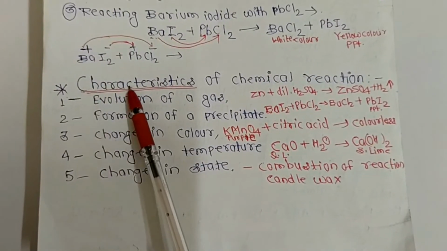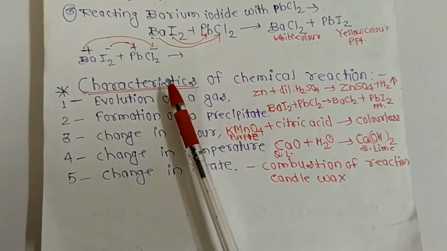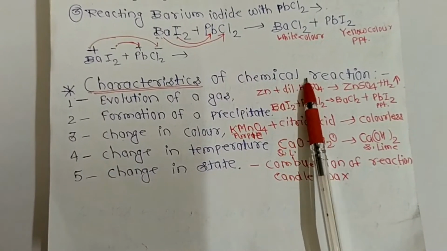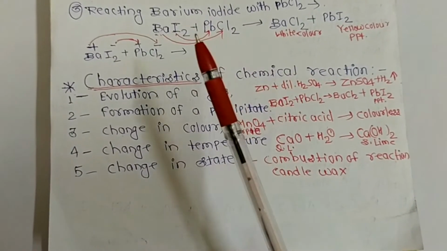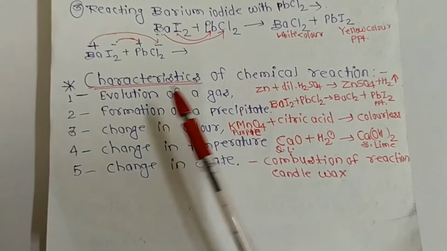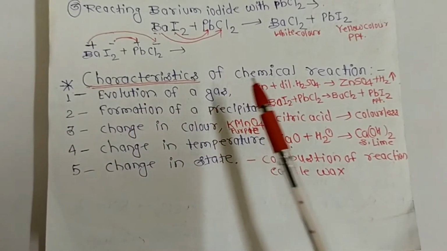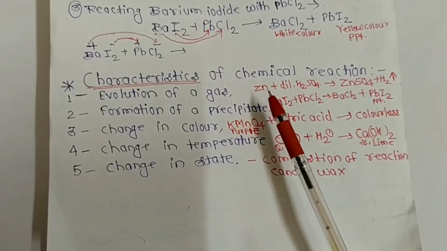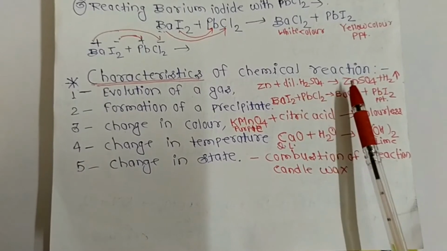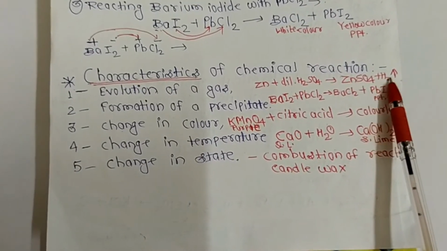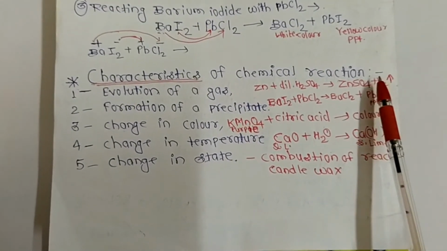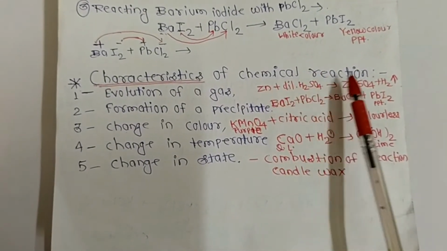Okay, this topic, characteristics of chemical reaction. This characteristic means what? During a chemical reaction, some steps, some features go on with the chemical reaction. The first one is evolution of gas. In the above activity we saw that when we put zinc granules in dilute sulfuric acid, zinc sulfate will form and hydrogen gas will be released. This upward arrow indicates hydrogen gas is releasing. So this is a characteristic of chemical reaction.